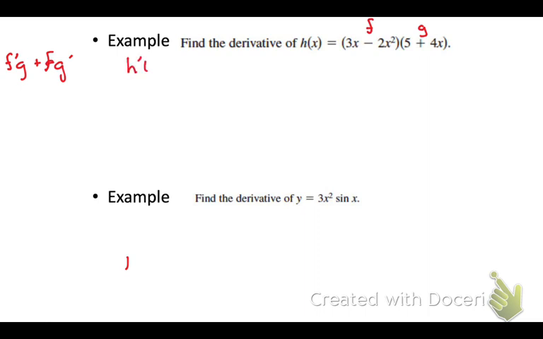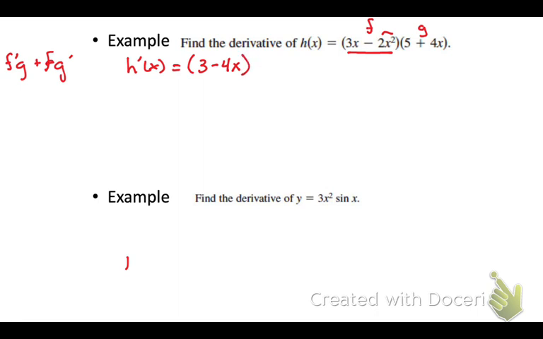So h prime of x. So the derivative of 3x minus 2x squared. What's the derivative of 3x? 3. Because 1 times 3, and then 1 minus 1. Minus 4, 4x. Because you have just, oh, no, not cubed. 4x. Not cubed.